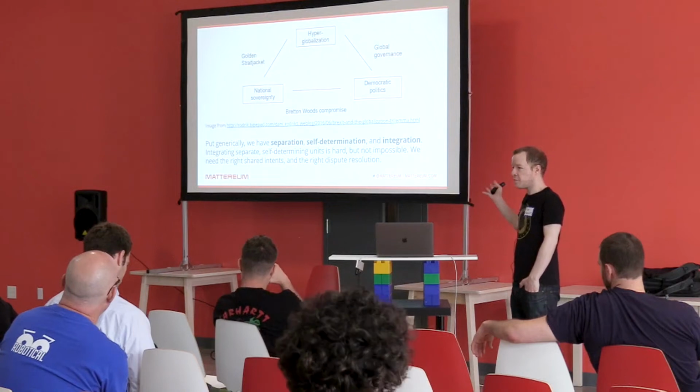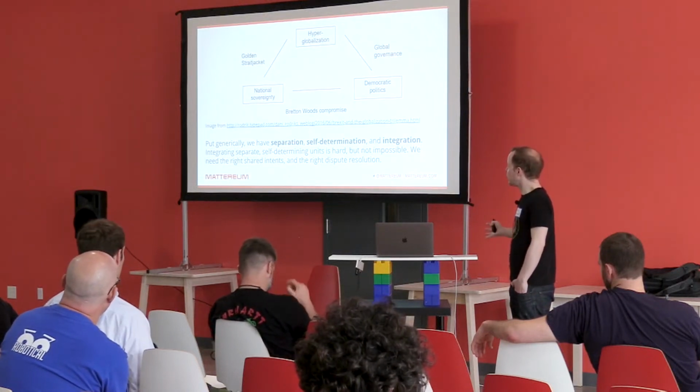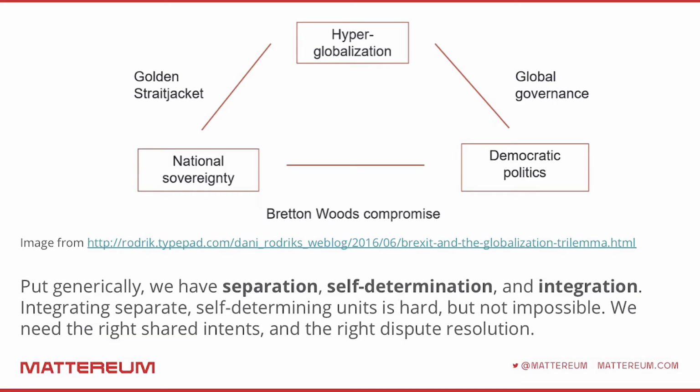So if we go back to the trilemma, we can kind of generalize this by saying national sovereignty is really just about separation. Democratic politics is really just about self-determination, and globalization is really just about integration. So any situation where you have separate units that determine their own course of action, but you need them to integrate into a global whole, you're going to face something like this kind of trilemma.